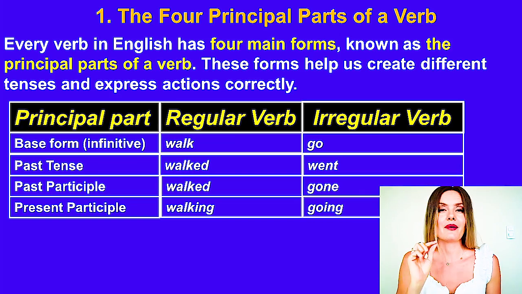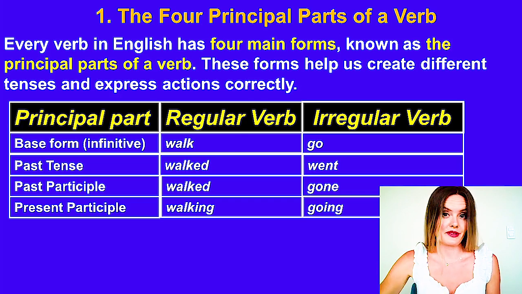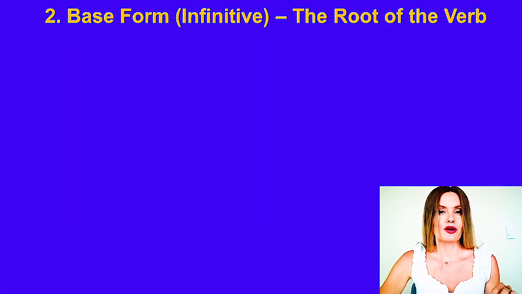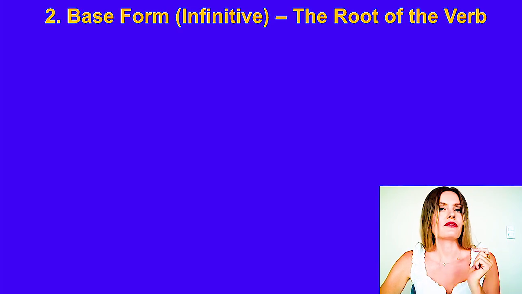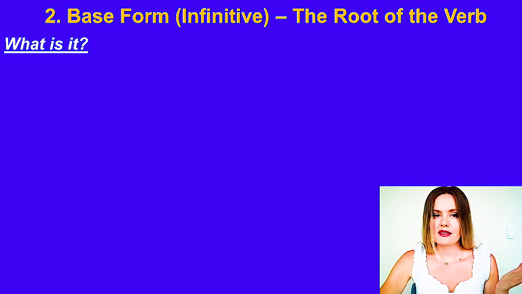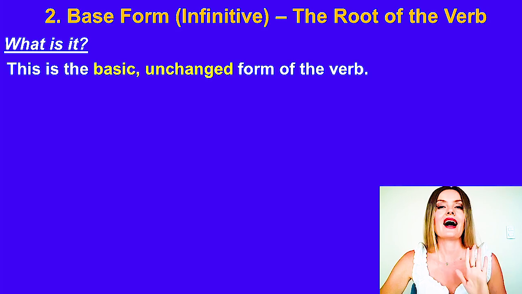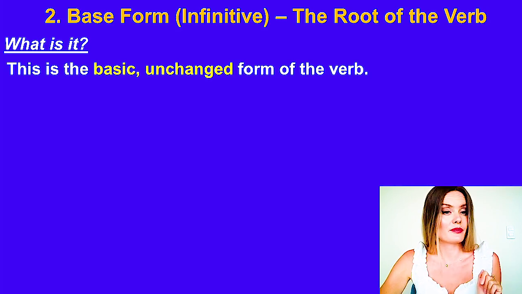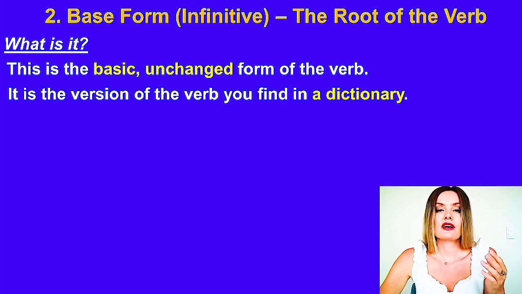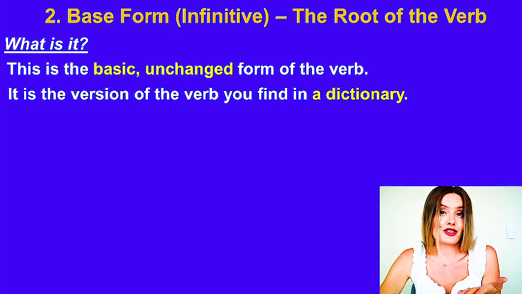Now let's learn about each of these forms. So the base form, also called infinitive, is the root of the verb. What is it? This is the basic, unchanged form of the verb. It is the version of the verb you find in a dictionary.